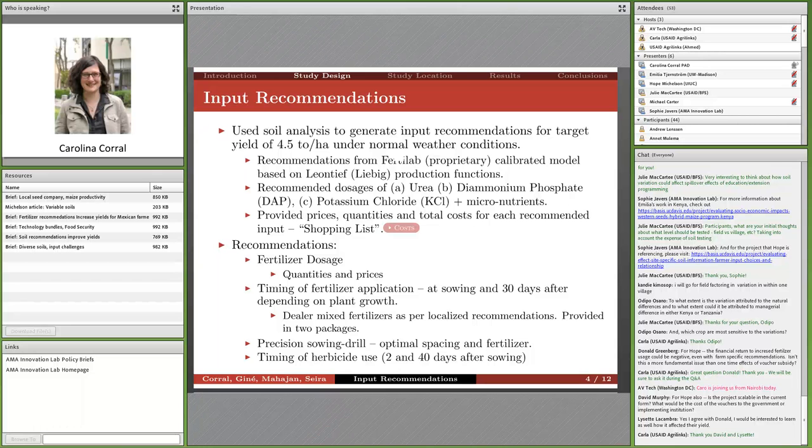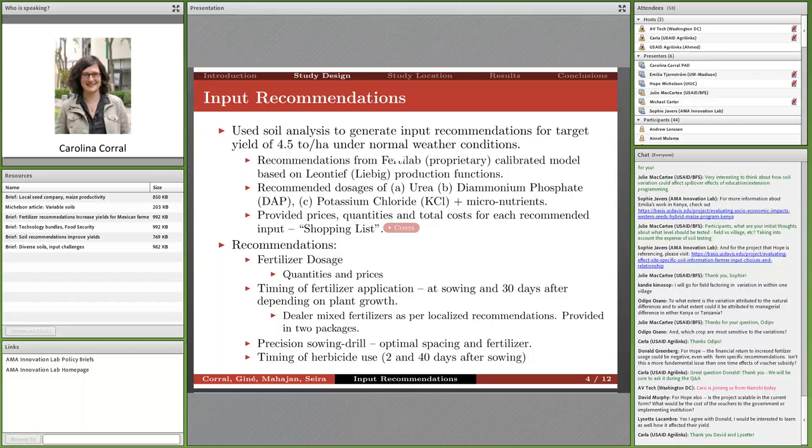All this calibration model was done by Fertilab, which is a renowned lab in Mexico that I was talking about, using webcam. For economists, what is behind all these recommendations is just a Leontief production model. For agronomists, this is the law of the minimum, which means that your expected productivity depends on the nutrients that you're lacking the most.